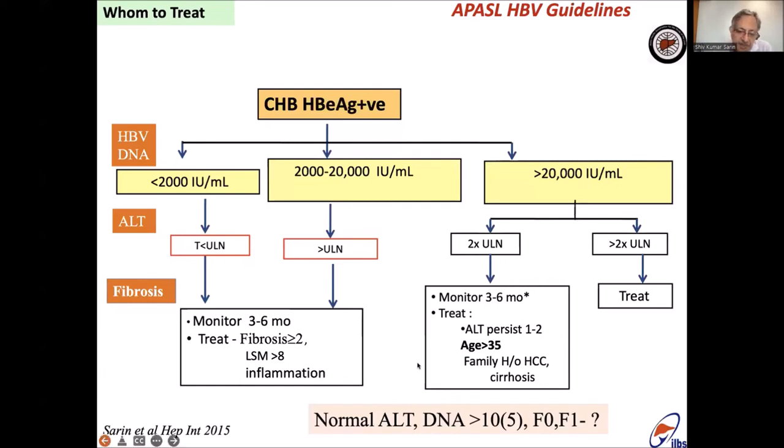The question will remain: a person with normal ALT, but DNA is high. Suppose he has a normal ALT, but his DNA is 20,000 or more. What will you do? And he has no fibrosis. He can transmit. These are outliers beyond the guidelines. Such patients today are followed, but we may need to treat them in future.